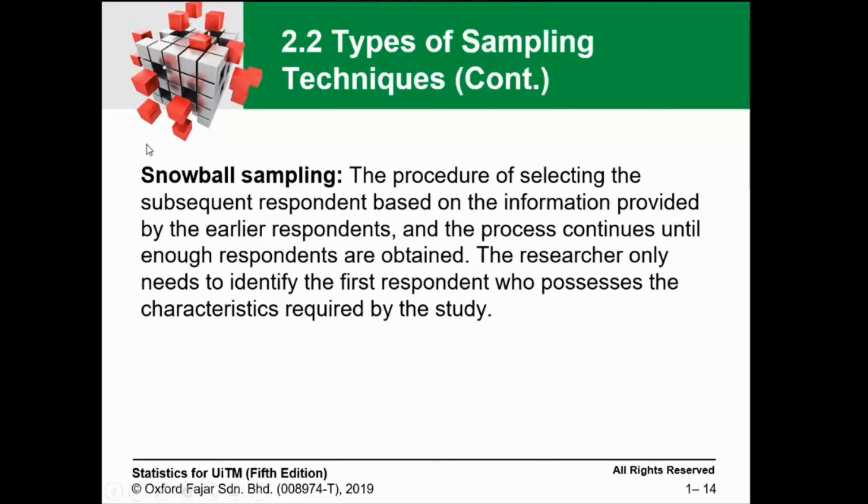So snowball sampling is the procedure of selecting the subsequent respondents based on information provided by earlier respondents. And the process continues until enough respondents are obtained. The researcher only needs to identify the first respondent who possesses the characteristics required by the study.